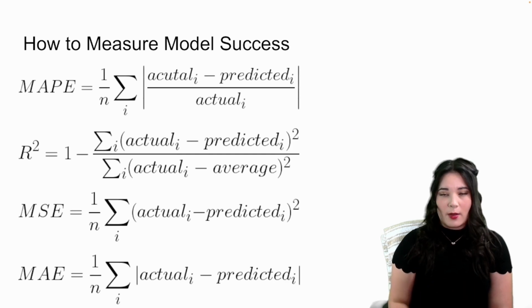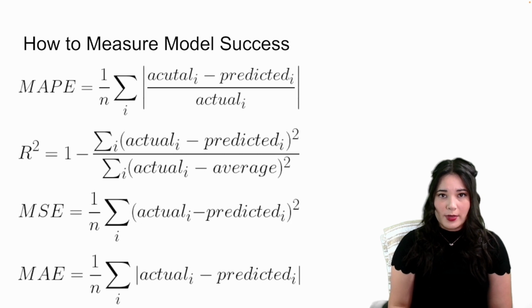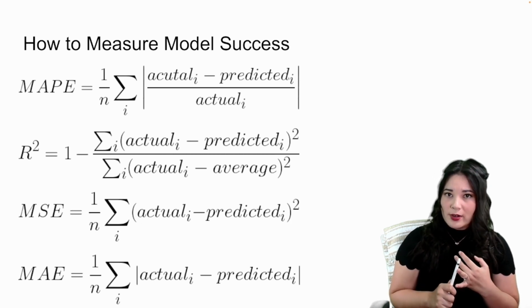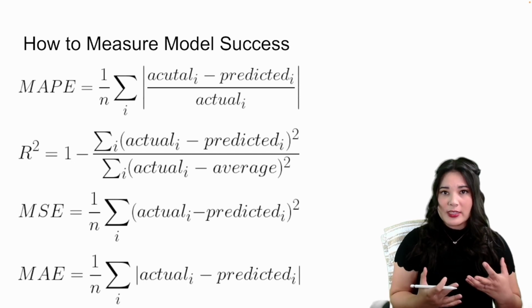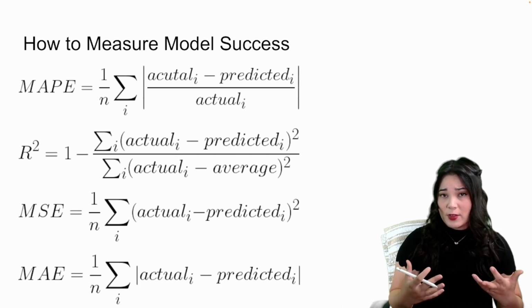So these are 4 common metrics that we use to assess how well our linear regression models are doing. We have the mean absolute percentage error, the R squared, and then the mean squared and mean absolute errors. Each of these tell us a slightly different story, but basically all of them measure how successful our model is at making predictions.